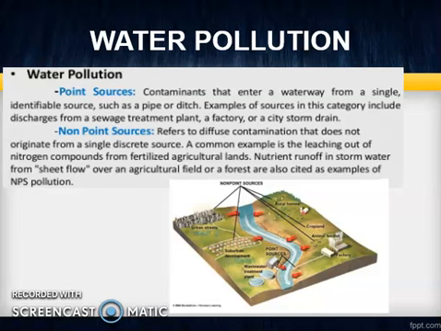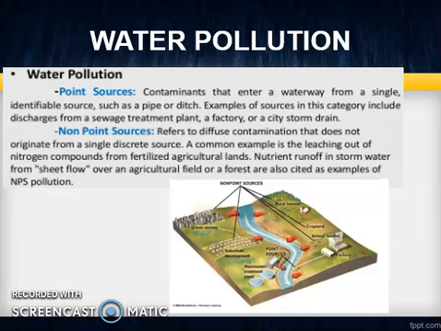The first one, point sources. Contaminants that enter the waterway from a single identifiable source such as a pipe or ditch. Examples of sources in this category include discharges from a sewage treatment plant, a factory or a city storm drain.